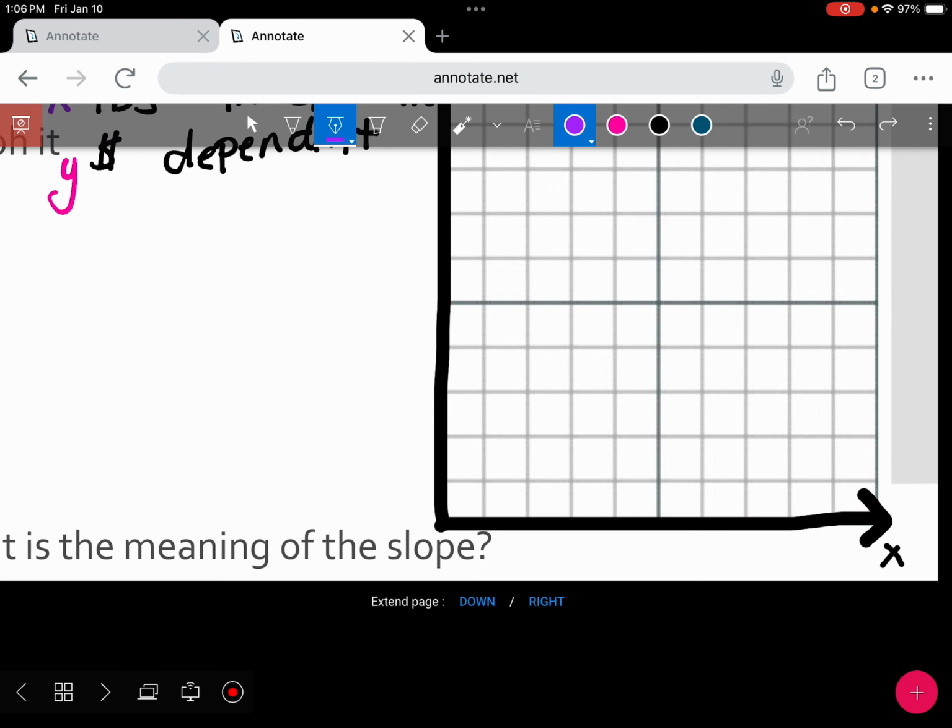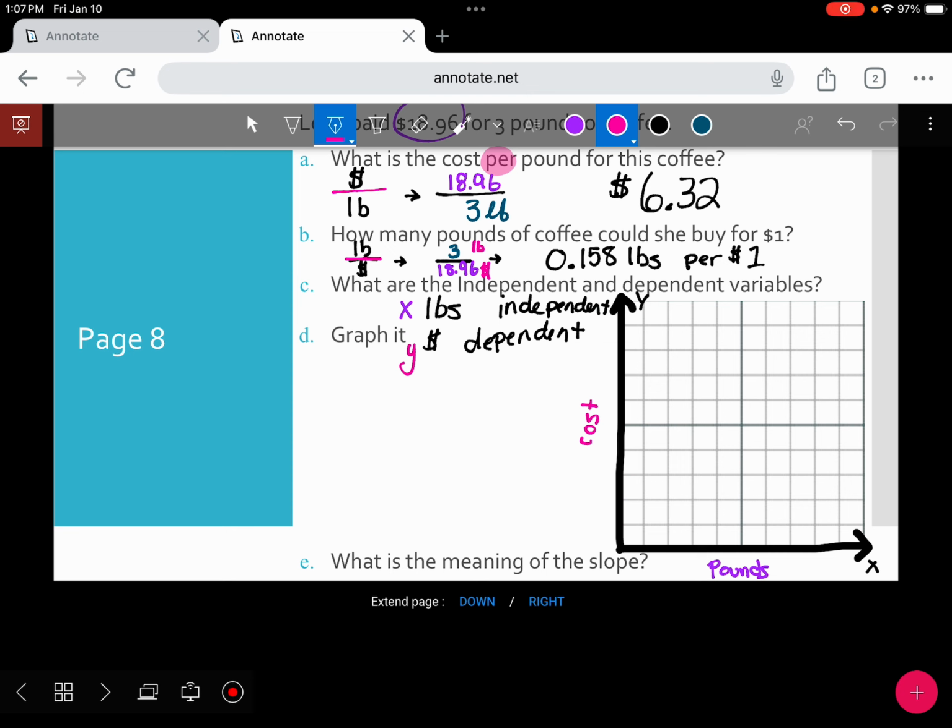All right, so we said our X's were going to be pounds. So I'm going to put that label down here. And we said our Y's were going to be our cost. So it should be labeled like that. What did you guys count by for pounds down here? Whoop, that is not the laser pointer. What did you count by?